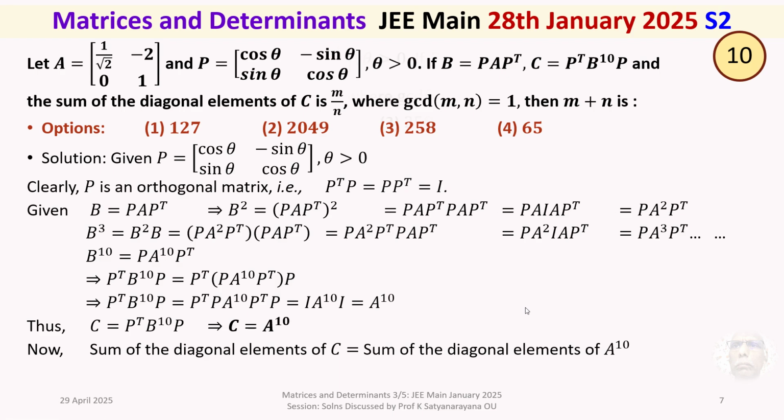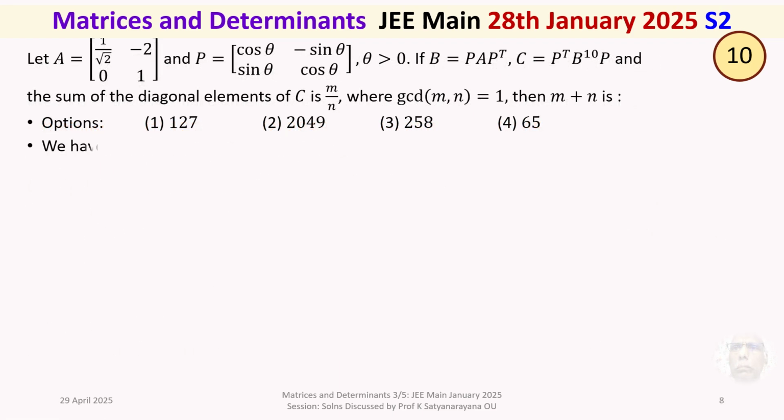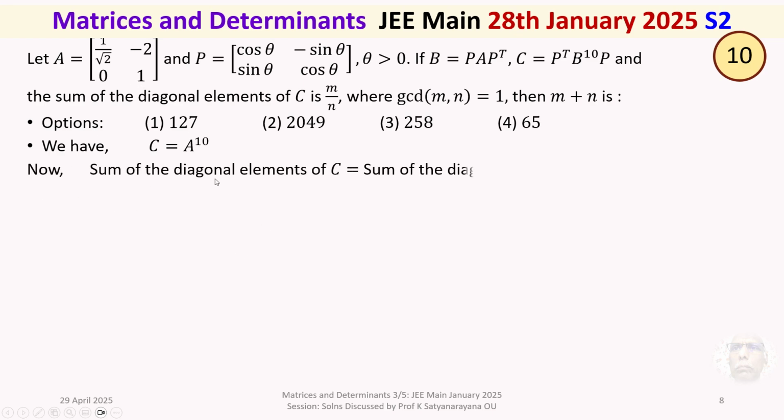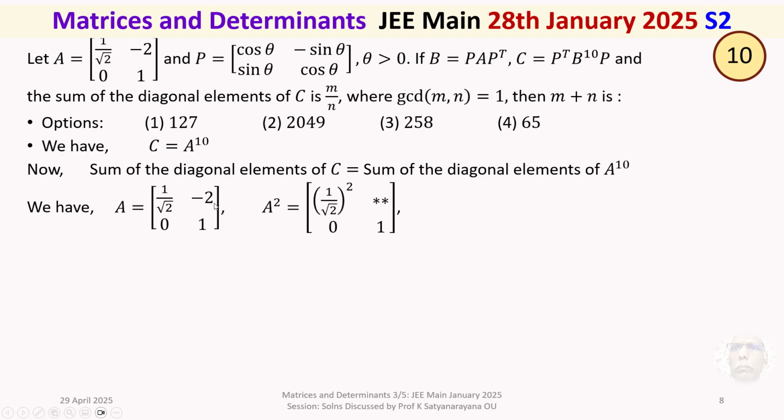We move to the next slide. Right, that's what we have. We have seen the sum of the diagonal elements of C is equal to the sum of the diagonal elements of A power 10. Therefore, we will attack A square, A cube, and so on. We take A, which is 1 by root 2, minus 2, 0, 1. Now, if you multiply A with A, then the first row multiplied by the first column will be (1 by root 2) whole square.